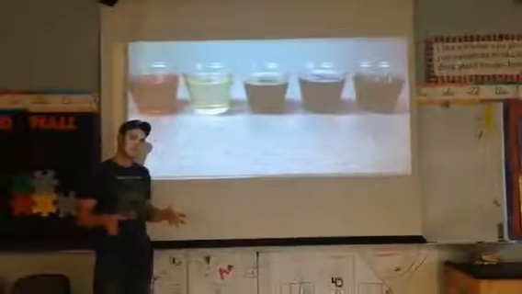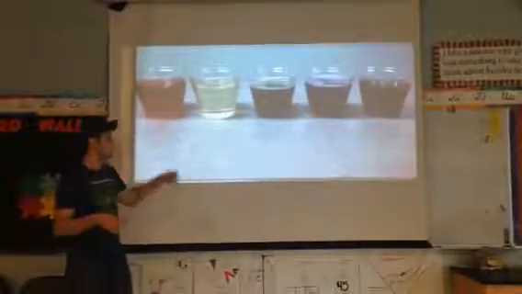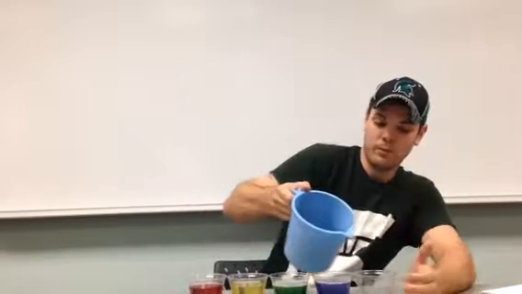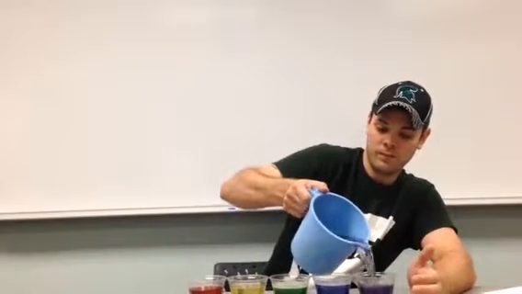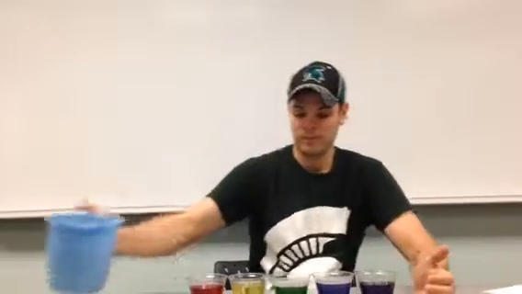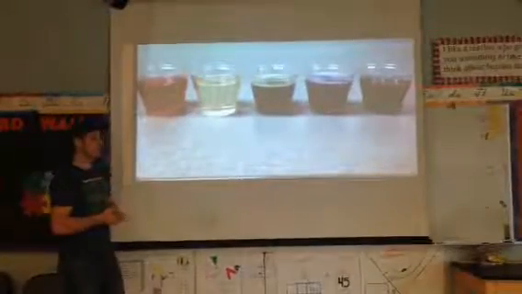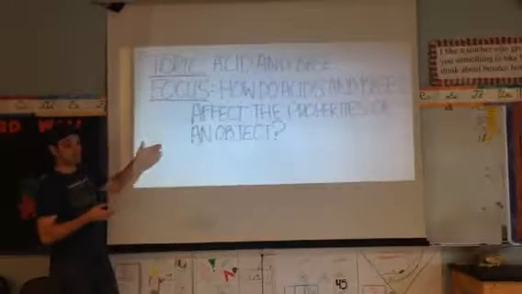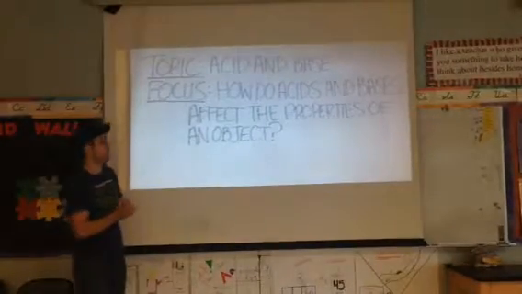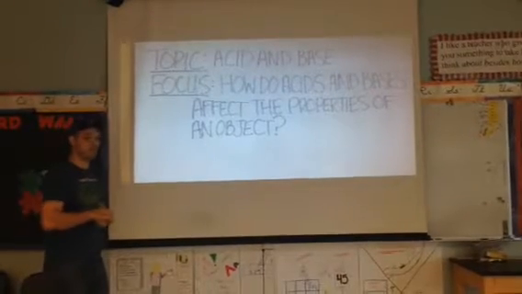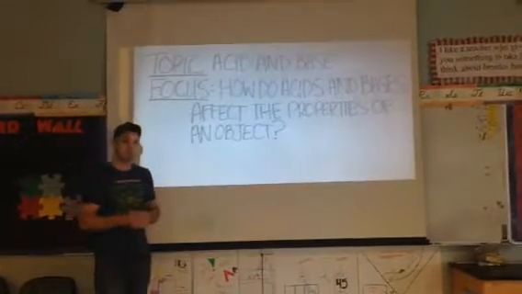Looking back on our classroom lesson, we started out with a magic experiment, which was simply adding different solutions to the cup of our indicator water, and it changed to different colors depending on if it was acid or a base. Our topic for this class was acids and bases, and our focus question was how do acids and bases affect the property of an object, our object being the different solutions that we used.